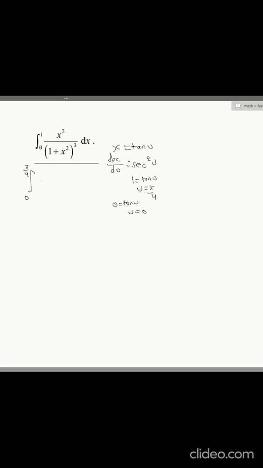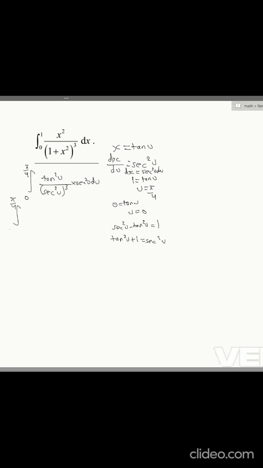In the numerator, we're going to have tan square u. And then we can recall the trigonometric identity sec square u minus tan square u equals 1. Tan square u plus 1 equals sec square u. So notice we have 1 plus tan square u, so we can write that as sec square u to the power 3. And then when we rearrange for dx, we get dx equals sec square u du. So we can rewrite this as sec square u du.